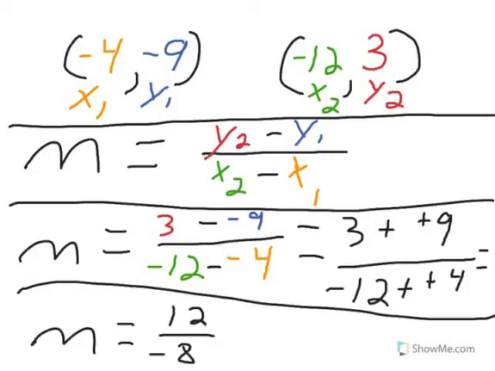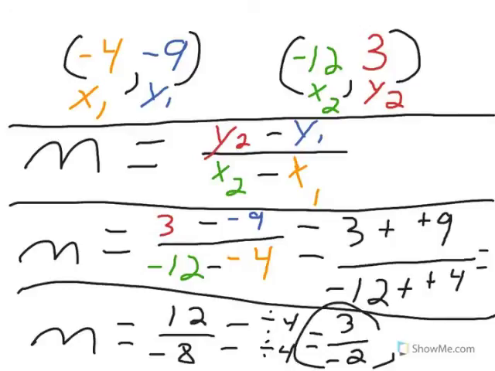Okay, we have a slope of 12 over negative 8. And as you know, we can reduce that if we divide both the top and the bottom by 4. We end up with 3 over negative 2. And that will be 3 over negative 2. There we go. Pretty easy stuff.